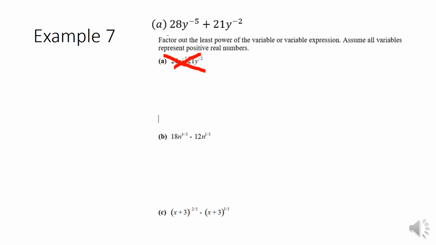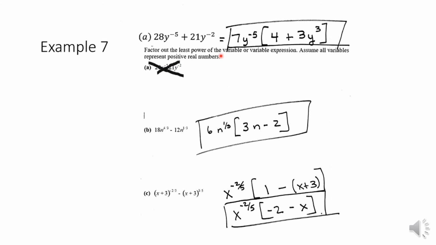Example 7, there was a typo here. Example 7, we wanted to factor out the least power of the variable or variable expression, and again assume that all variables represent positive real numbers. This is something that actually happens often in a calculus course after you've taken some derivatives. Let's see how you do. These are the answers that I got. Again, find out what you did wrong if you get different answers than these.